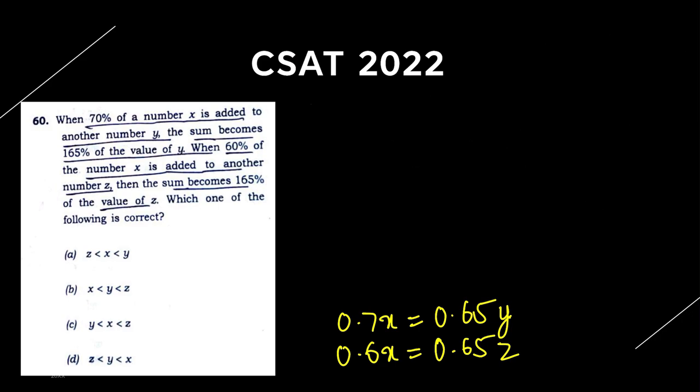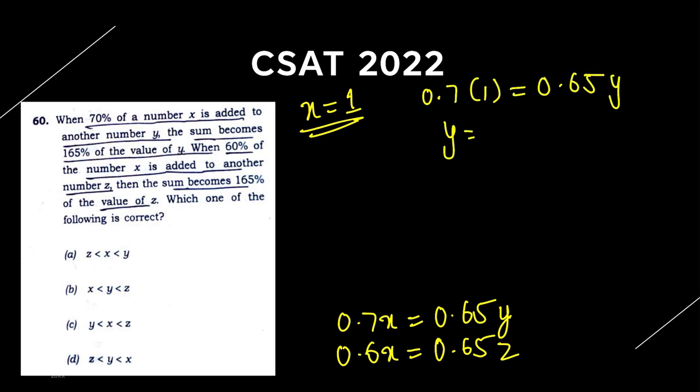Now, here it is given 0.7x is 0.65y, and 0.6x is 0.65z. Now, how to solve such questions? One way is, you take any one variable and assume some value in your mind. Suppose x is 1, find the value of y and z. So if x is 1, the first equation will be 1 is 0.65y. So y is 0.7 divided by 0.65.